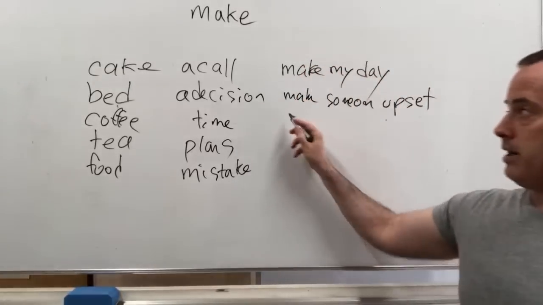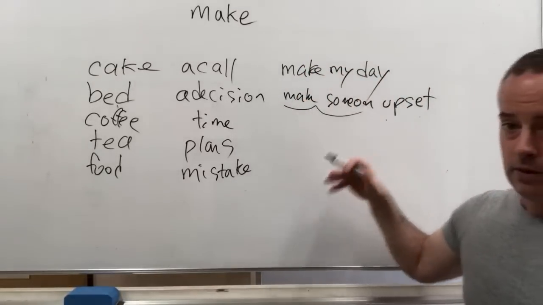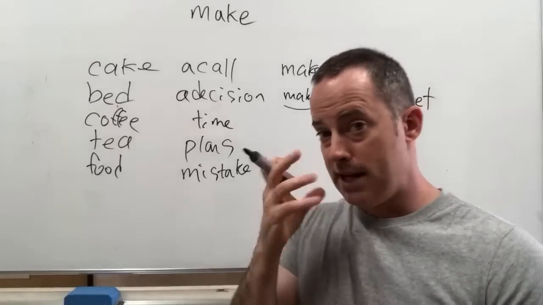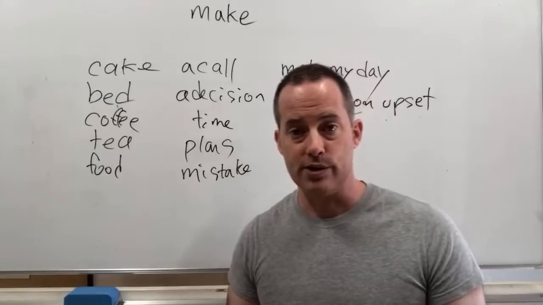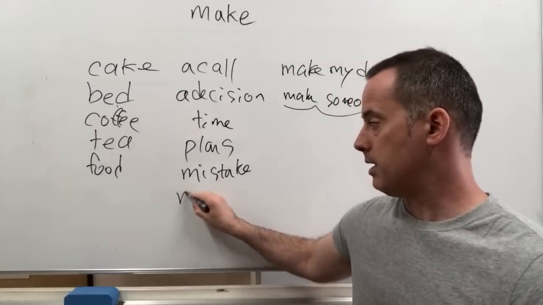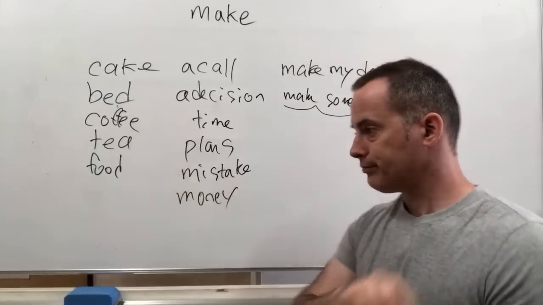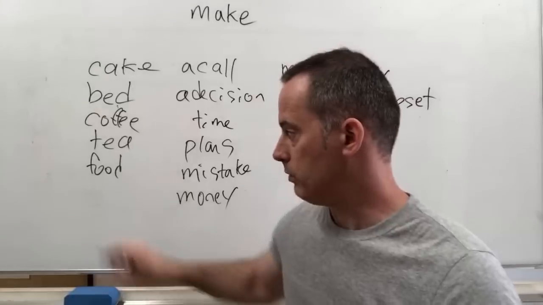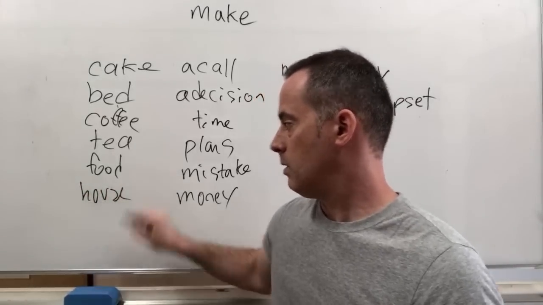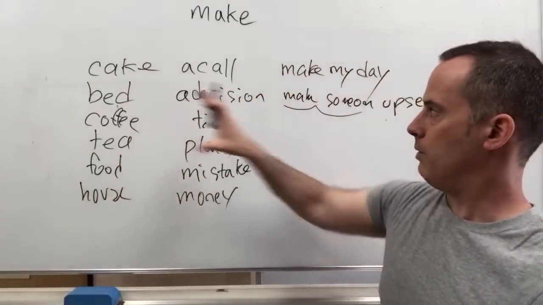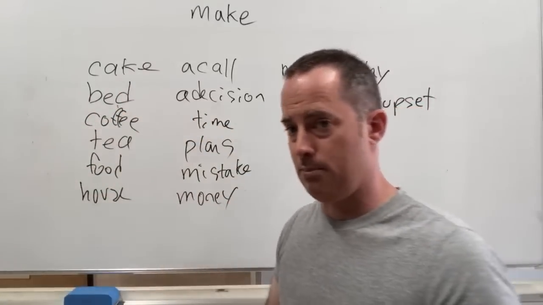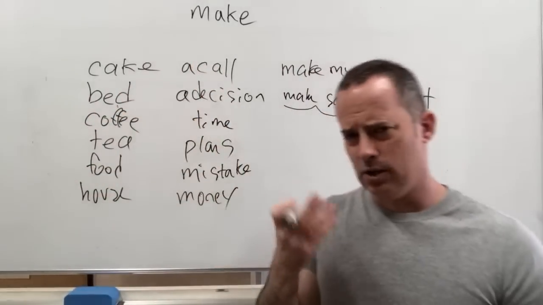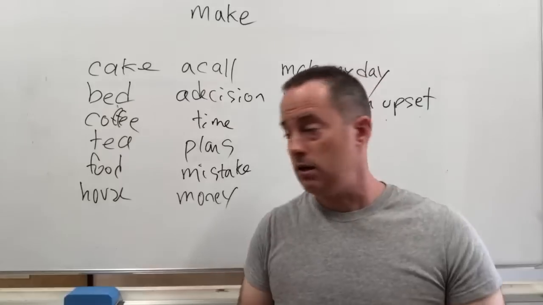Yep, so the same idea. So we've got make someone do something. All right, we can make someone feel a certain way, or we can make someone actually do a certain behavior. You can make money, sure. Make a house, yep. I've got a couple of different columns here. So these are basic physical things we might be able to make. Or we could have something a little bit more figurative. So you're making a phone call.